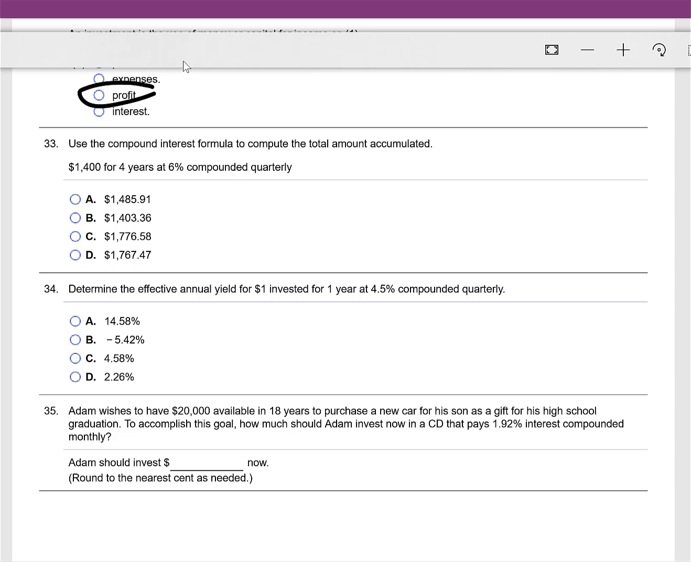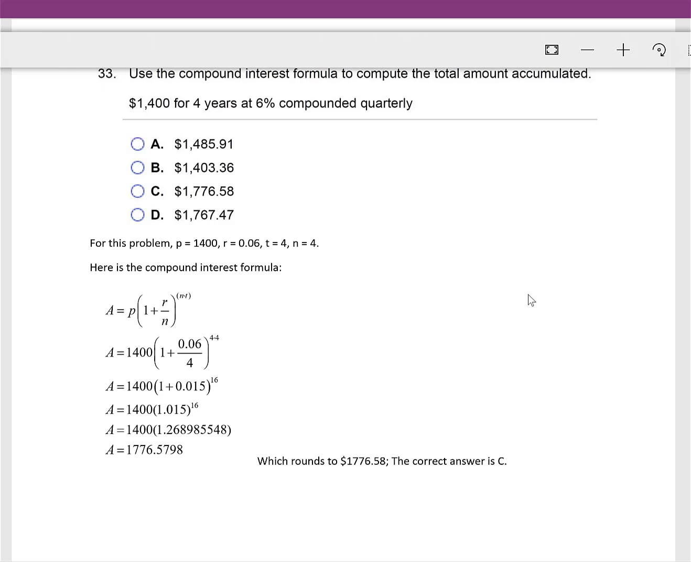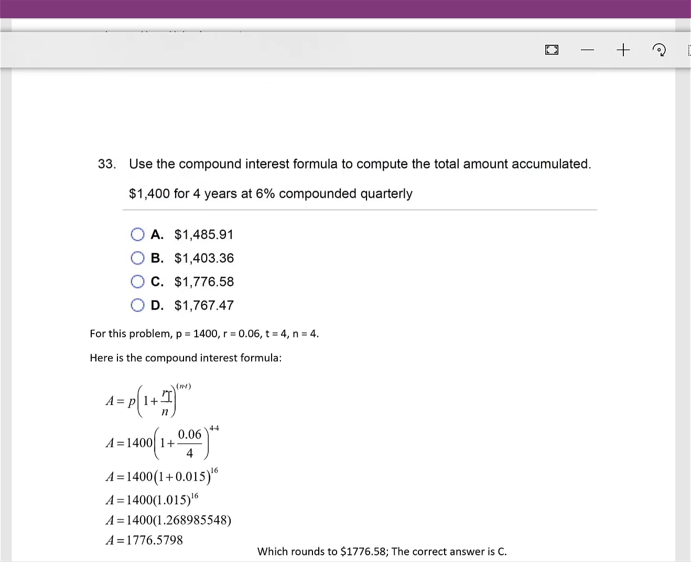Okay, another interest question over here. So now we're doing compound interest. Now we have a slightly different formula. And again, all these formulas are in question 1. So here's the compound interest formula. Principal 1,400, interest rate 0.06, 4 years, compounded quarterly. I drop my values into my formula, go ahead and simplify, and I come out with 1776.58, which is answer C.